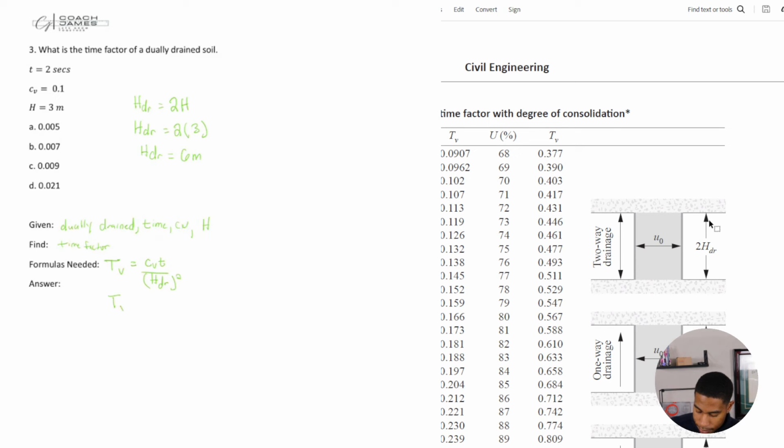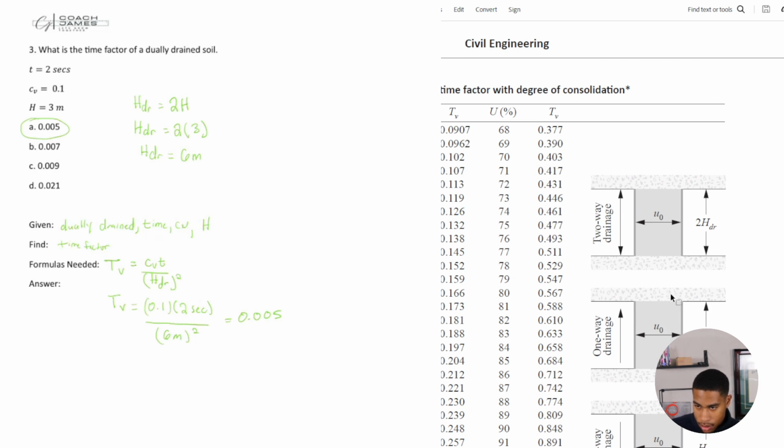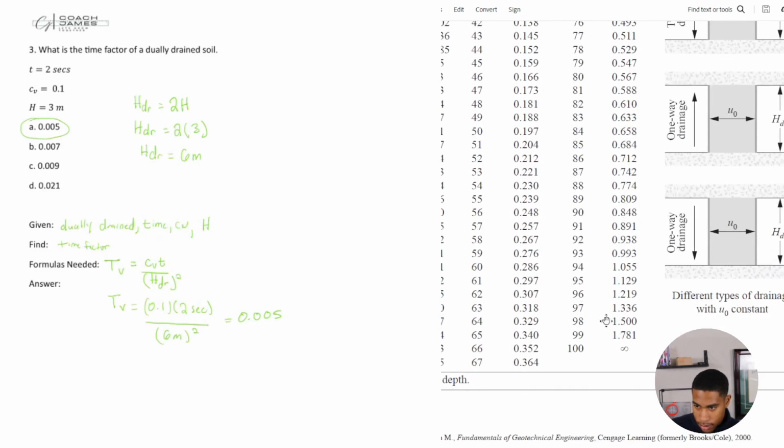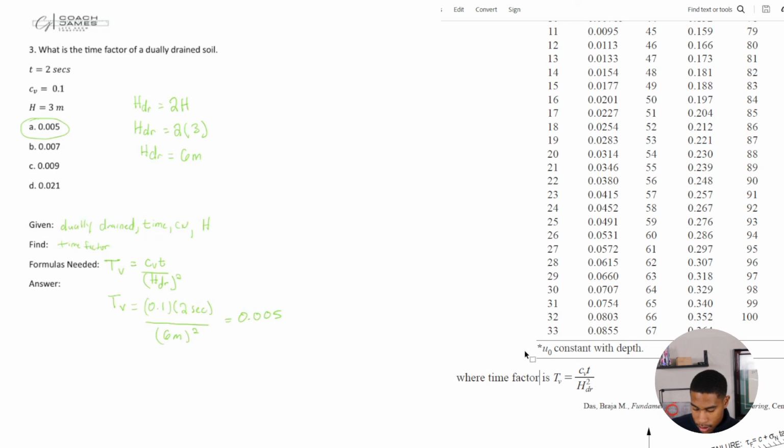So time factor is equal to CV, which is 0.1, times 2 seconds, divided by our 6 meters, squared. And we get a time factor of 0.005. So I guess it's unitless. It is a factor. So your units definitely don't have to necessarily cancel in this case.